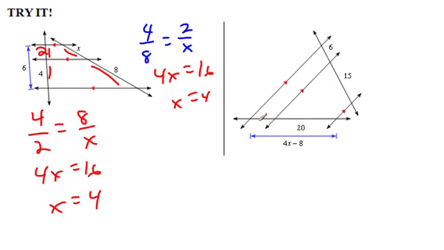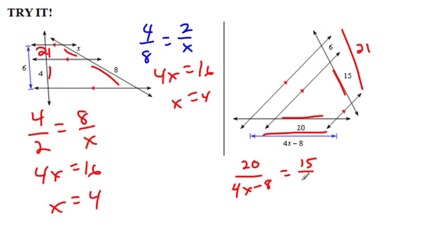The next one, I don't know this little chunk, and I can't really find it because of this, so I'm going to have to use something. So I'm going to say 20 is to the whole thing. So 20 is to the big 4x minus 8 as what? 15 is to the whole thing, which is 6 plus 15, 21. So I'm going to say as 15 is to 21. Awesome. So can we cross multiply and solve this? Sure.